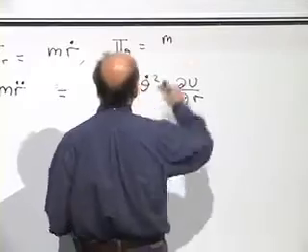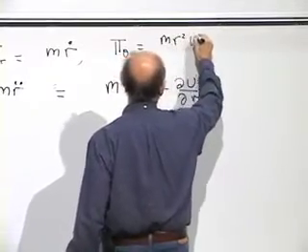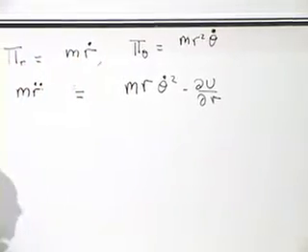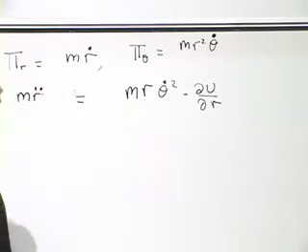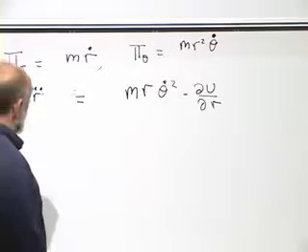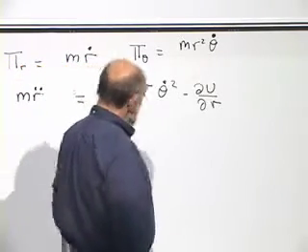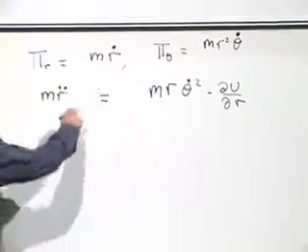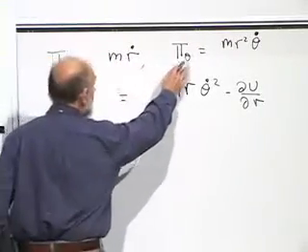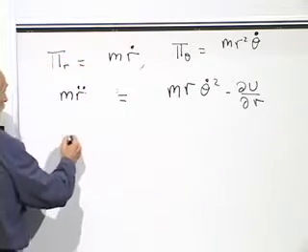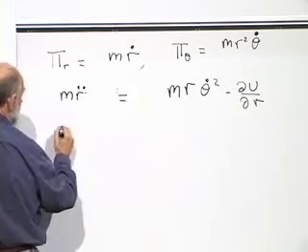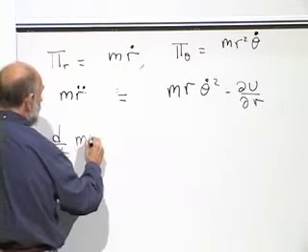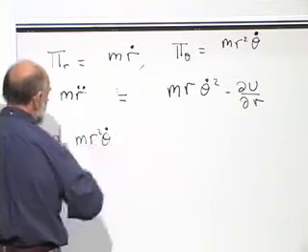m r squared theta dot. Differentiate theta dot squared, and you get twice theta dot. The 2 eats up the 2 in the kinetic energy. That's pi sub theta. Now let's write down the equation for pi sub theta. It's d by dt of pi sub theta. That's d by dt of m r squared theta dot, the whole thing.